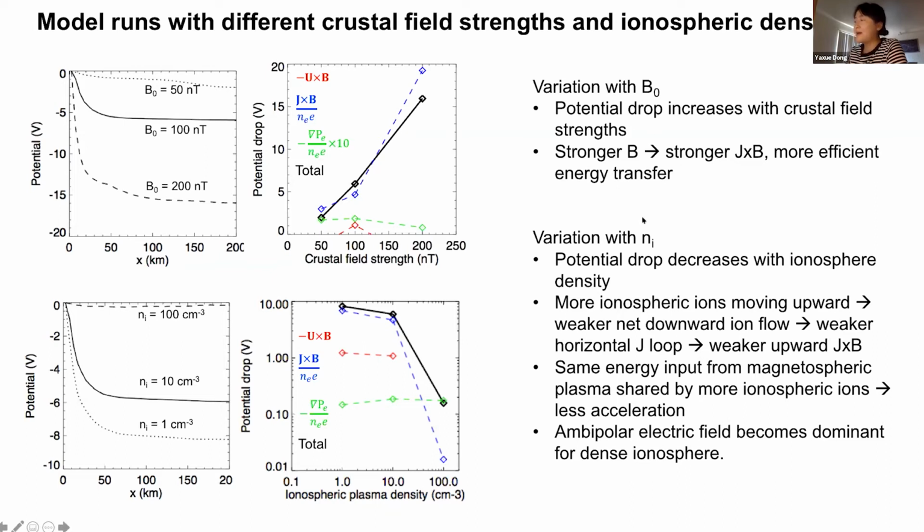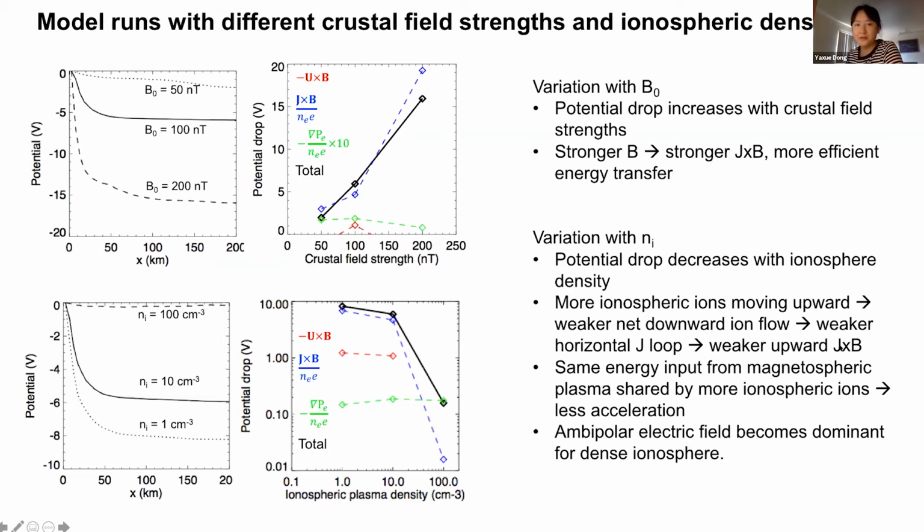And if we change the ionospheric plasma density Ni here, we see that the potential drop does decrease significantly with the ionospheric density. This is also easy to understand. When you have more ionospheric ions moving upward, you actually get a weaker net downward ion flow, which means a weaker horizontal J current loop and a weaker upward J cross B force.